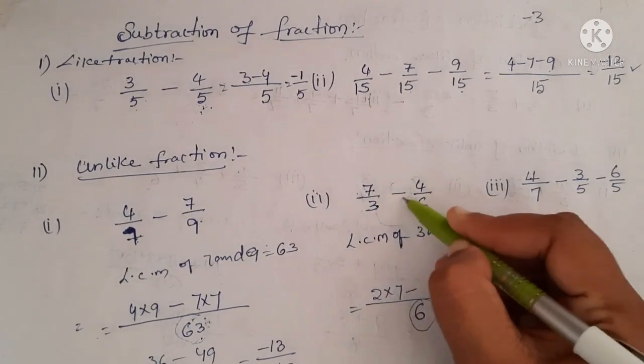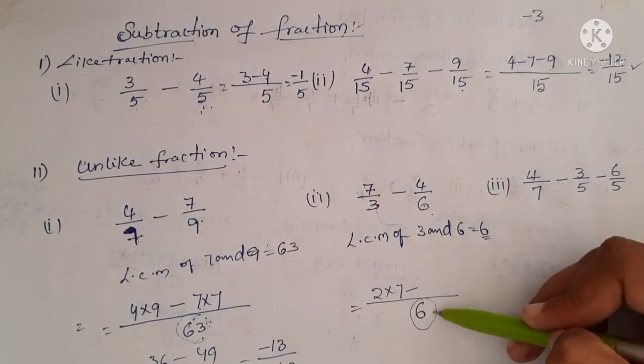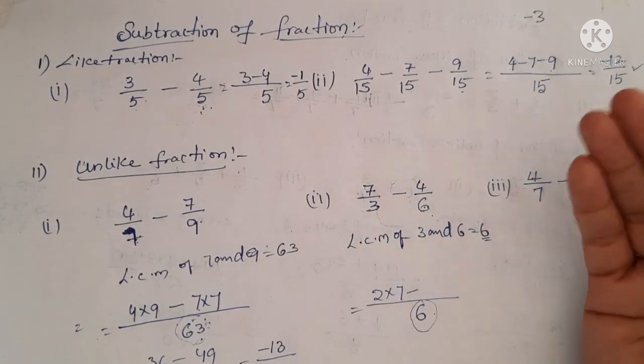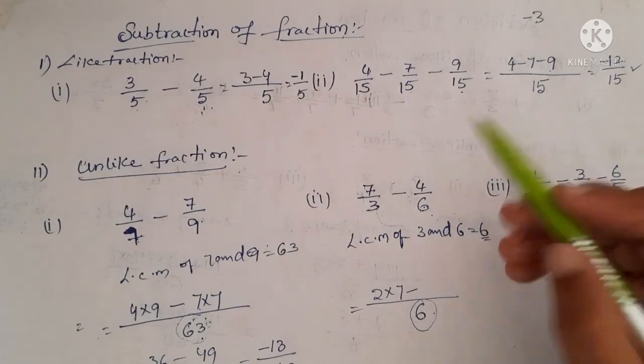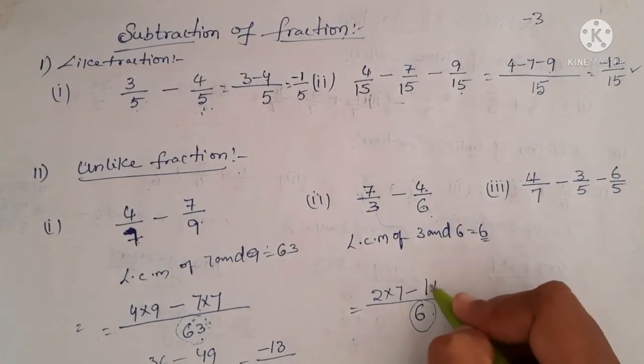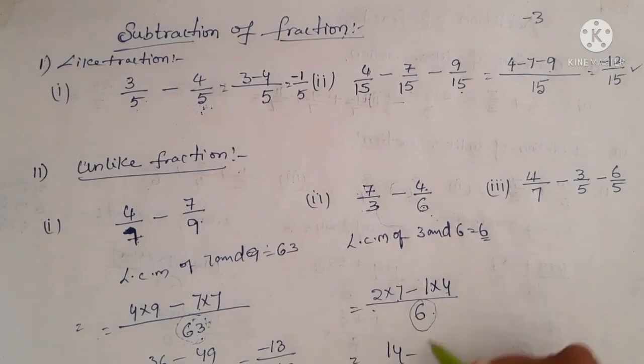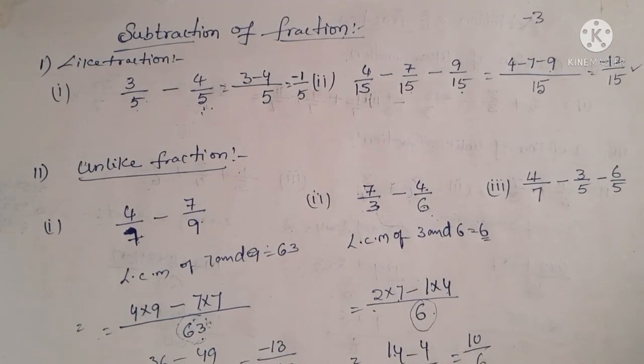And now what is symbol? Minus. And now 6 is divided by 6. You will get 1. Right? 6 1s are 6. So we will get 1. So 1 is multiplied with 4. We will get 1 into 4. 2 7s are 14. 1 into 4, 4 by 6. The 14 minus 4 is 10 by 6.